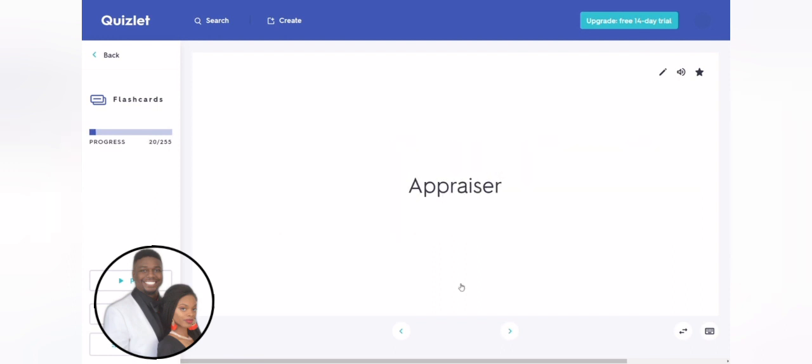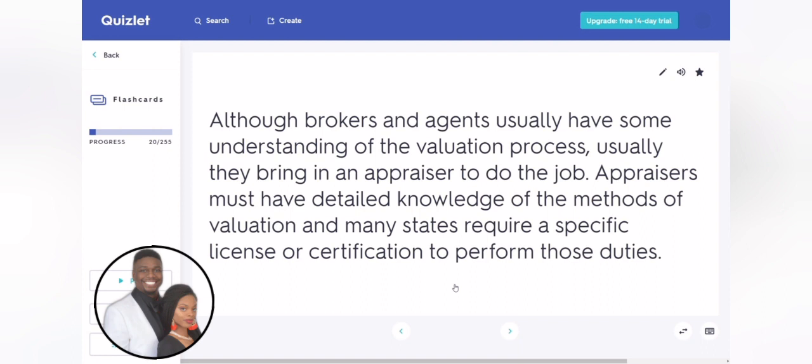Appraiser. Although brokers and agents usually have some understanding of the valuation process, usually they bring in an appraiser to do the job. Appraisers must have detailed knowledge of the methods of valuation, and many states require a specific license or certifications to perform those duties.